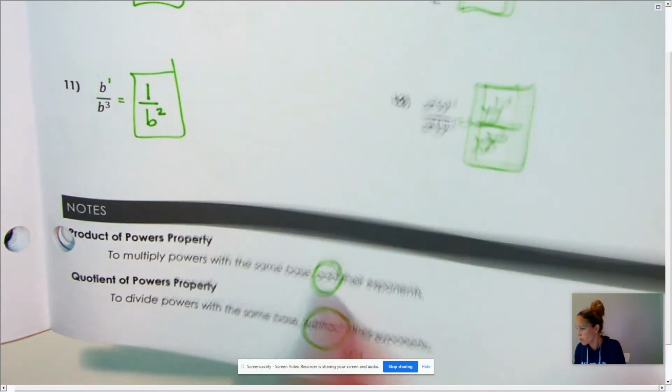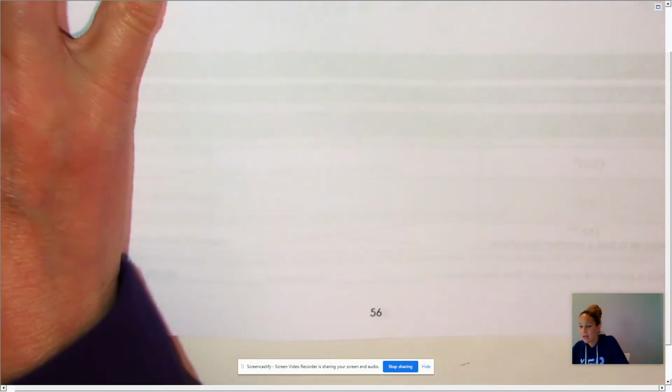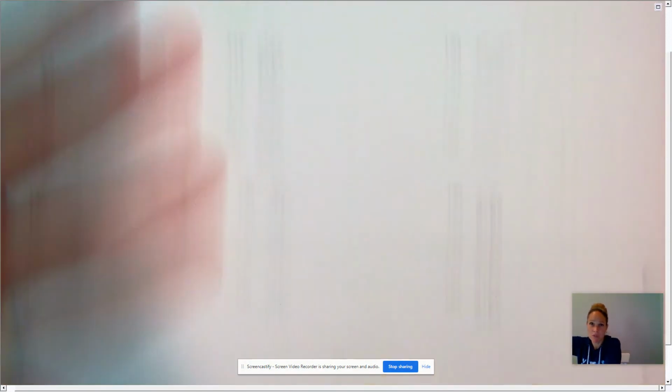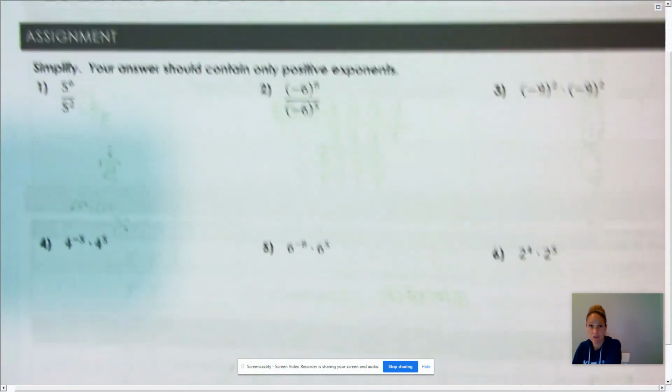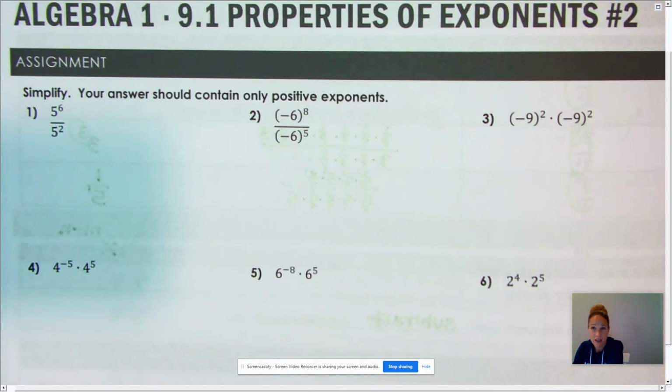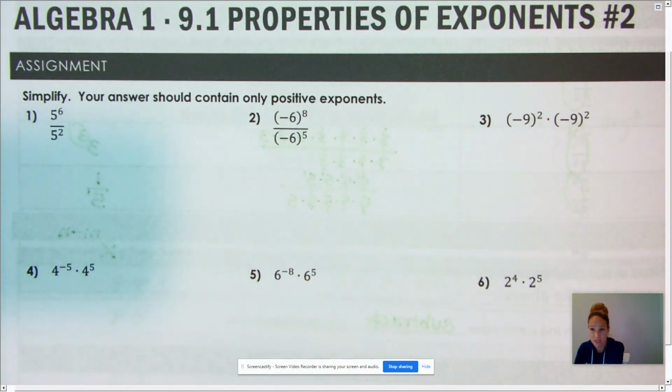Okay, so we're going to flip it on over to your homework assignment for today. I'm going to go through the odd problems with you guys, and hopefully you can figure out the even ones by looking at the odds. And make sure you write your answers down on your paper so that you can take a picture of it, get credit for showing your work.